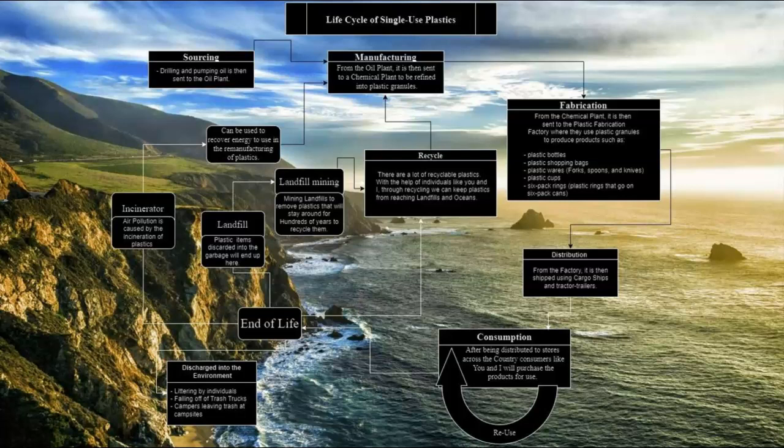Fabrication. From the chemical plant, it is then sent to the plastic fabricator, factories where they use plastic granules to produce products such as plastic bottles, plastic shopping bags, plasticware, forks, spoons, and knives, plastic cups, six-pack rings, plastic rings that go on six-pack cans.